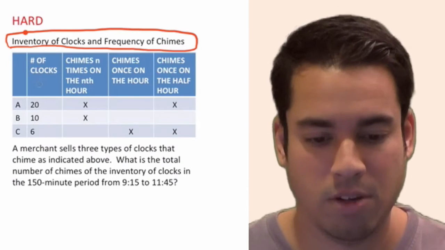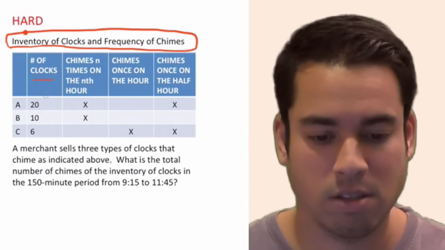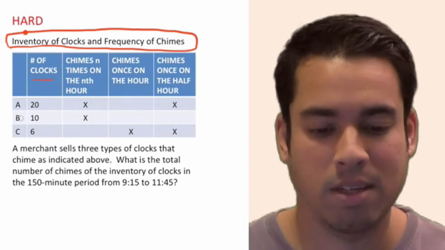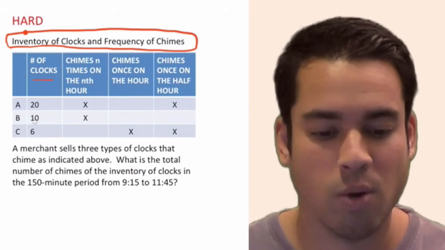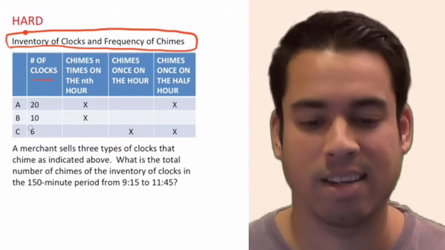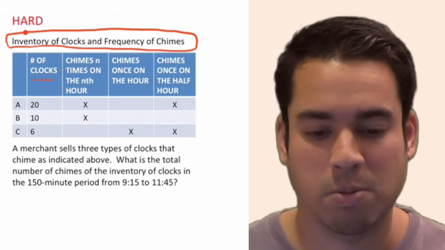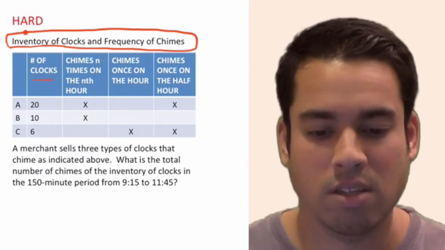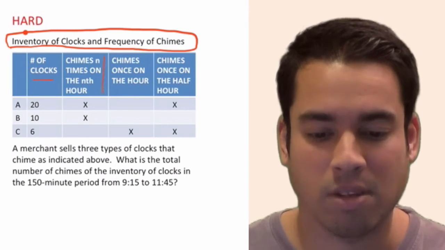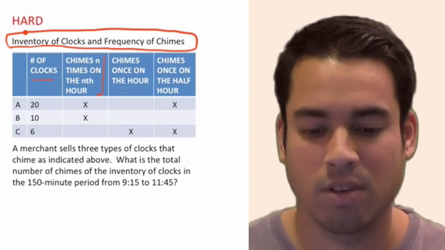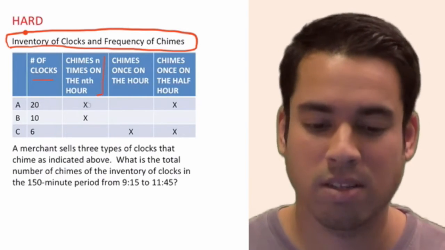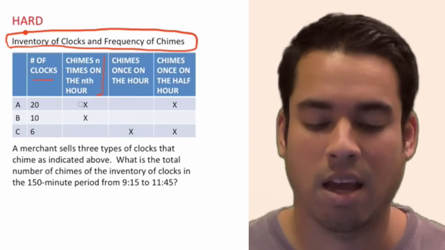Now look, we have here the first column, number of clocks. So we have these categories of A, B, and C. It looks like A has 20 clocks, B has 10, and C has 6. Now it gives some specifics on the clocks. This one says it chimes n times on the nth hour. Okay, that's a little bit confusing. So what does that mean? Chimes n times on the nth hour.